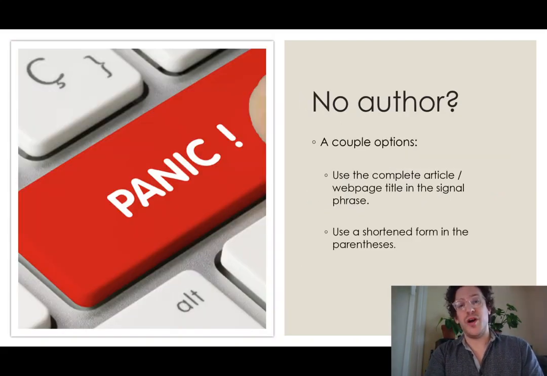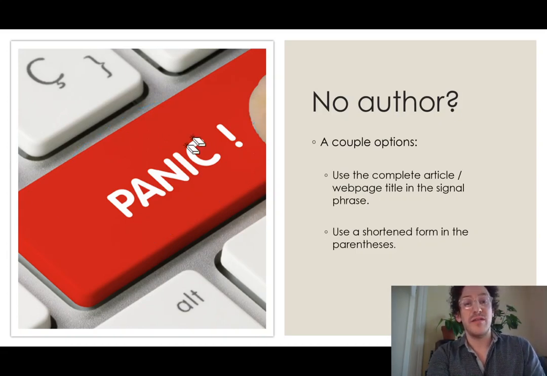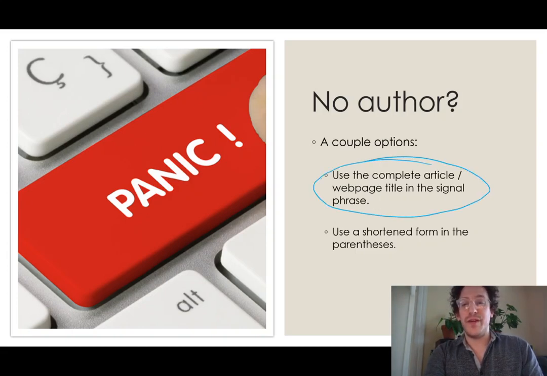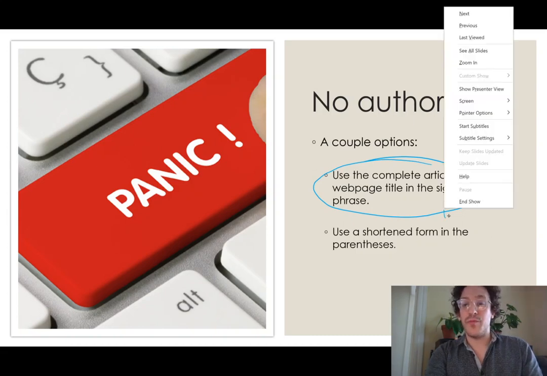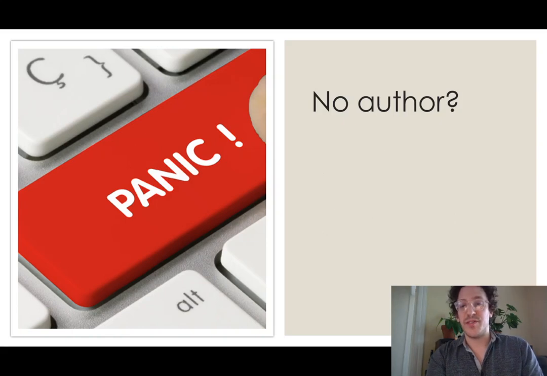Okay, what if there's no author? Should you hit the panic button? Don't panic, it's okay. Couple options here. You could use the complete article or web page title in the signal phrase, or you could use a shortened form of the title of your source in parentheses. Here's an example.